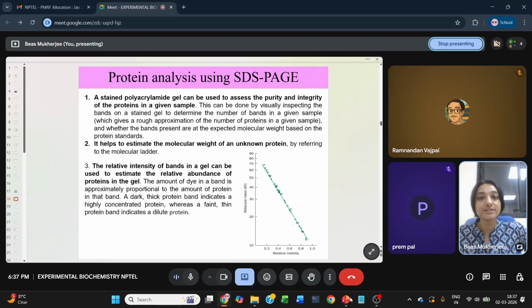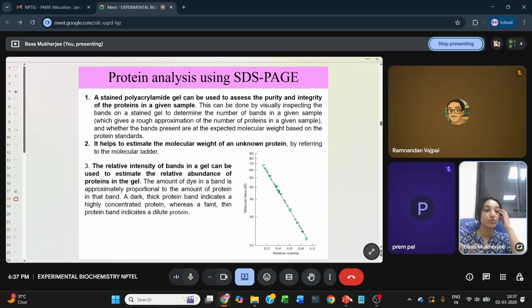Now, protein analysis using SDS PAGE. So a stained polyacrylamide gel can be used to assess the purity of the protein and integrity of the protein sample. So if there are more proteins in that lane, that means the protein is not very pure. Right, number one. Second is integrity. So you can see whether that protein has been cleaved or not.